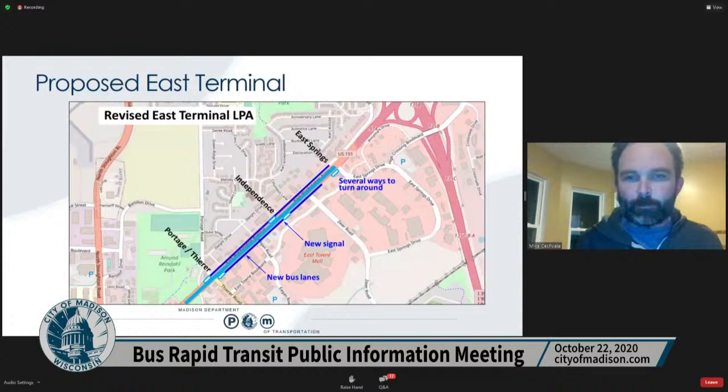So this plan would keep the BRT line on East Washington Avenue. The Portage Thier station would be the same. And then we would have a new station at East Washington and Independence with a new traffic signal. That's one of the few intersections that doesn't have a traffic signal, and so to access the station, we'd need to put one in there. And then finally, the terminal station would be at East Springs Drive. And so we would stop there. That would be the end of the line. Buses would charge and wait, and then they would turn around and go back to the west.